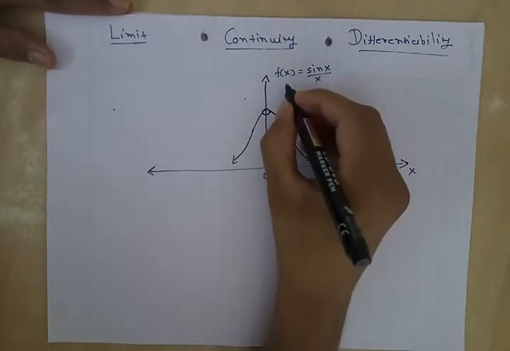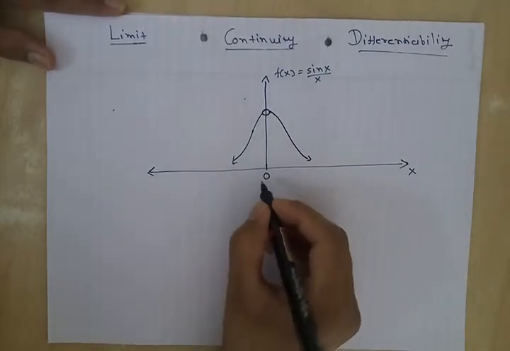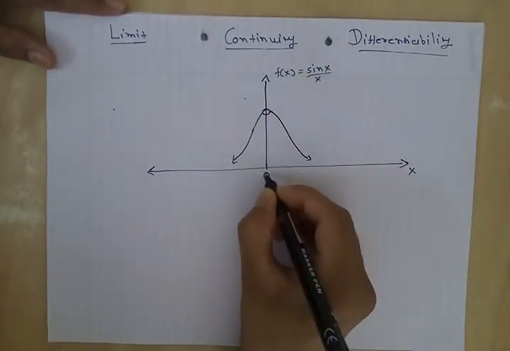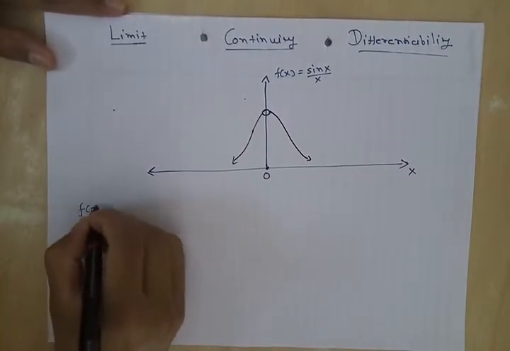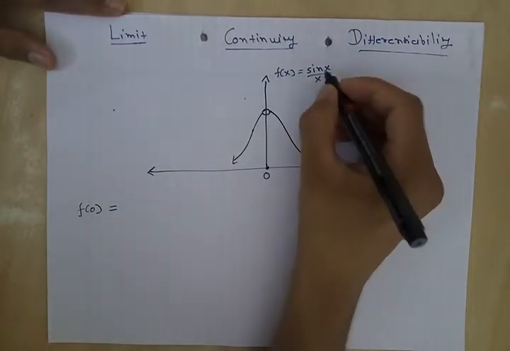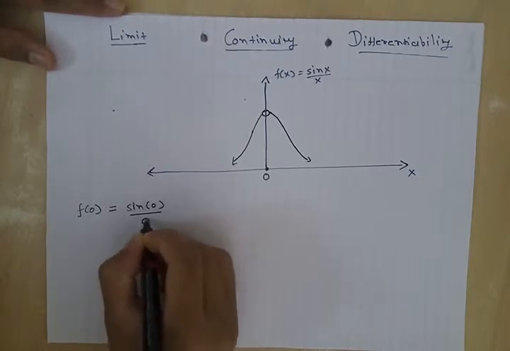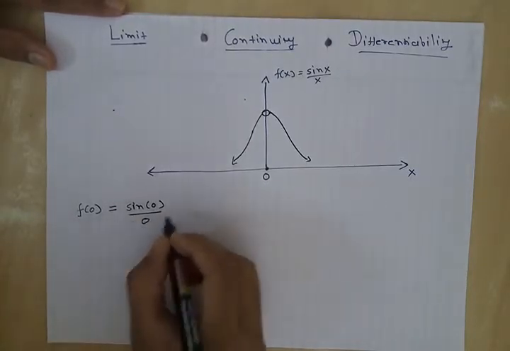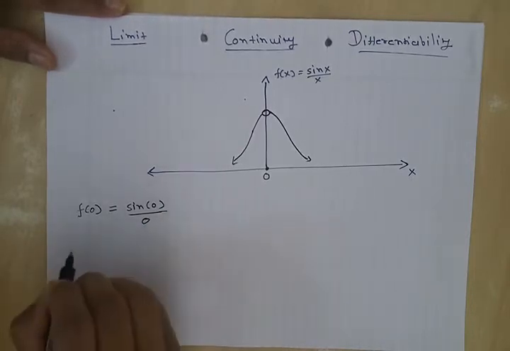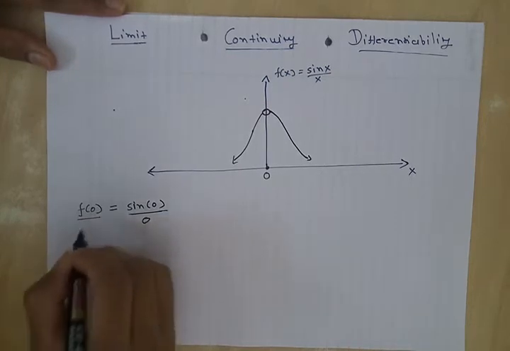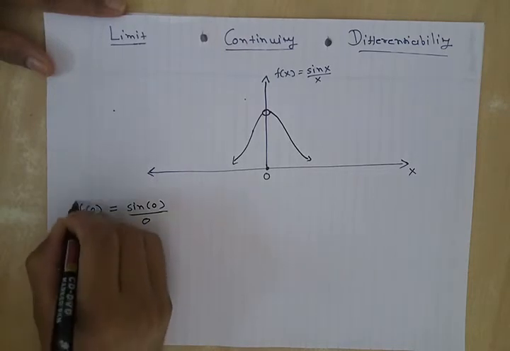Let us say we have a function f(x) = sin x / x. Now if you want to know the value of this function at the point x = 0, so if you want to find f(0), then you have to put x = 0 in this equation. So it will be sin 0 divided by 0. Now division by 0 is not defined, so you cannot find the value of f(0) directly. So you have to apply the concept of limit in order to find the value of f(0).